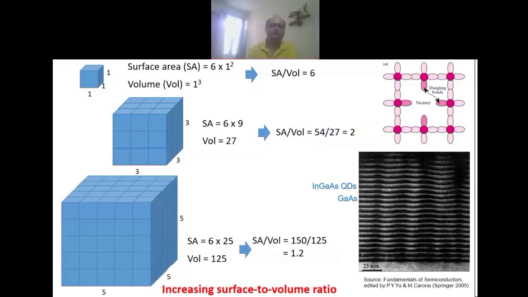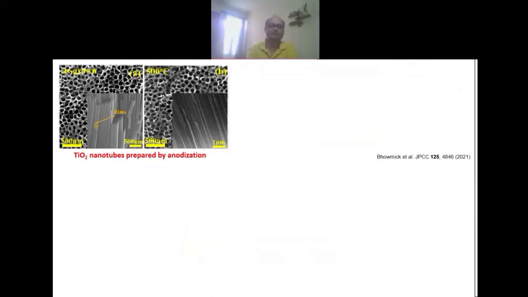So if the number of atoms is really increasing, you can see that in this case the states are discrete in nature. But if you have a large number of atoms, like a bulk material, then it's a quasi-continuum state.